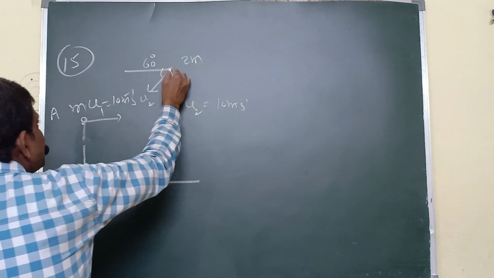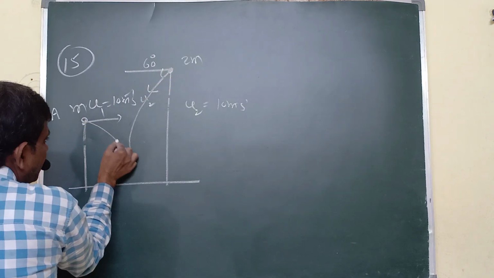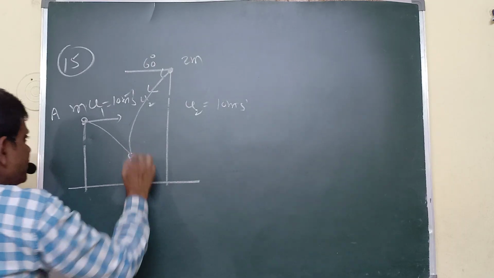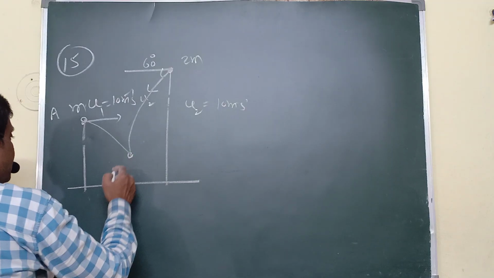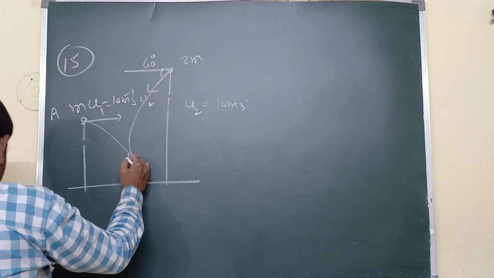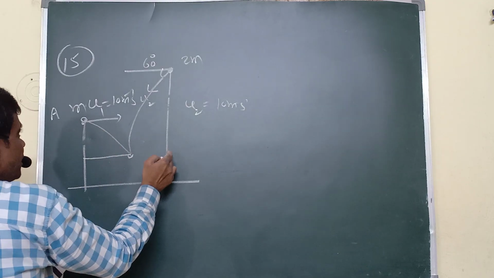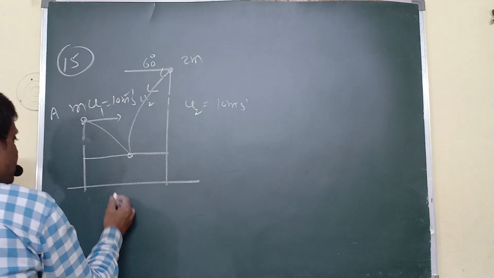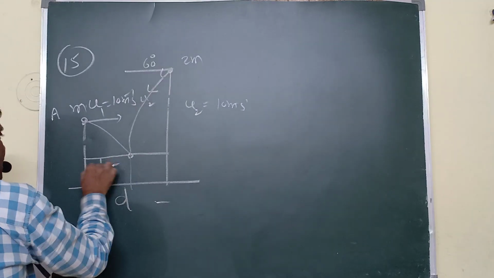One is coming like this, the other is coming like this, and they meet and collide here. After the collision it falls on the ground. Where it falls is our question. This distance belongs to this range and this belongs to this range. The total distance I am taking as d, with this range d1 and this range d2.